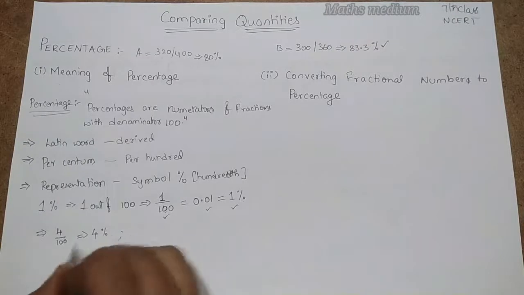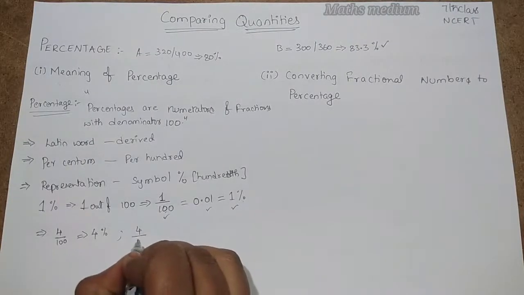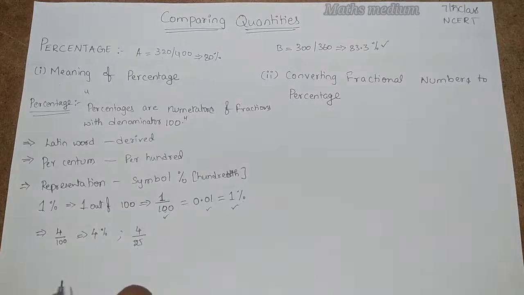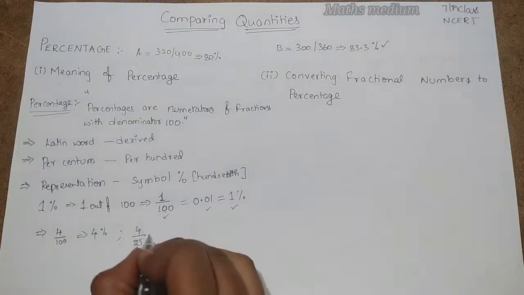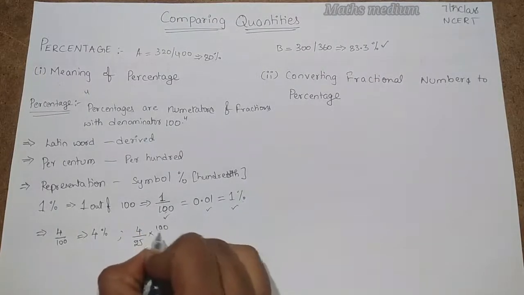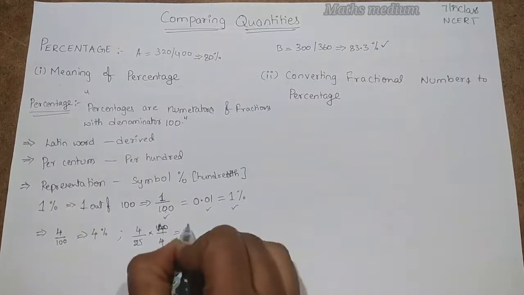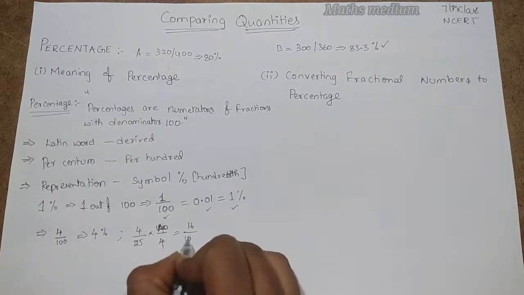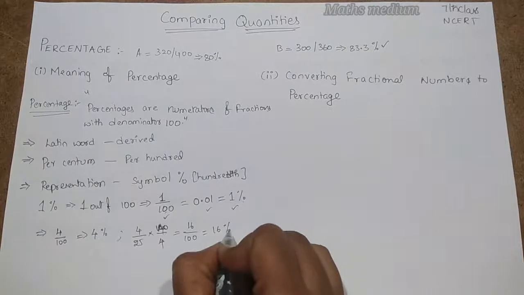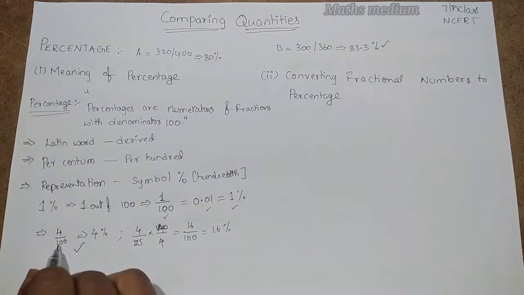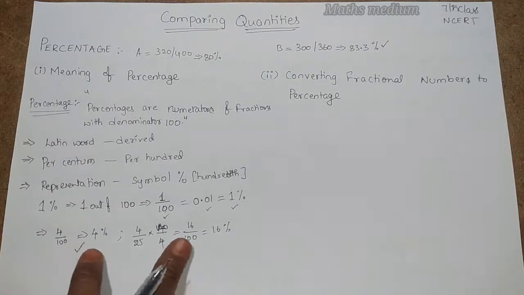If you take any number like 4 by 100, how would it be? 4%. Similarly, if there is a number like 4 by 25, there is no 100 in the denominator. Here we have 100 in the denominator, but there we don't. In this case, how do we take it as a percentage? Multiply both numerator and denominator by 4. So 4 fours are 16 by 100. It means 16%. So these are the two different cases to know how to represent a percentage.